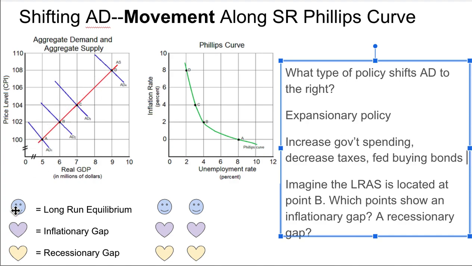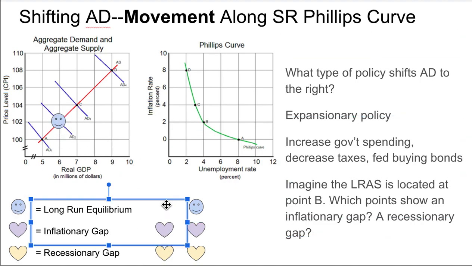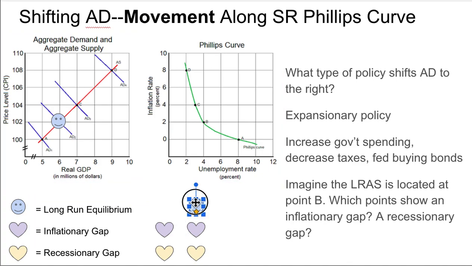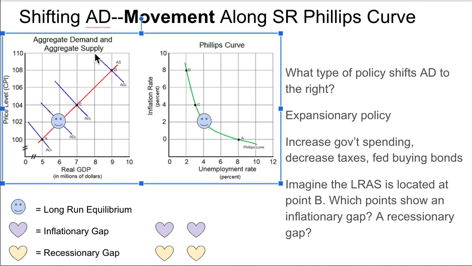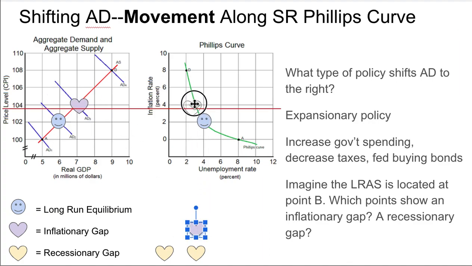So let's just imagine for right now, to understand this connection of aggregate demand shifts and movement along the Phillips curve, that our long run equilibrium was at point B. If we find that same point on the Phillips curve, we can also understand points on the aggregate demand that are inflationary and see where they also occur on the Phillips curve. So any inflationary gap points would be to the right on the aggregate demand, aggregate supply model, and then on the left on the Phillips curve.